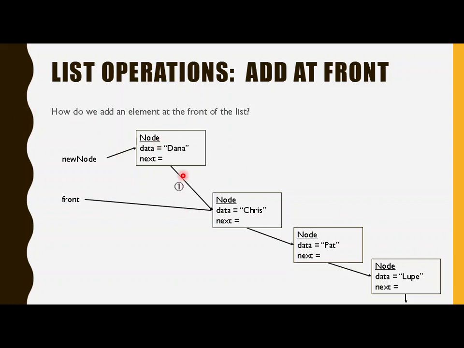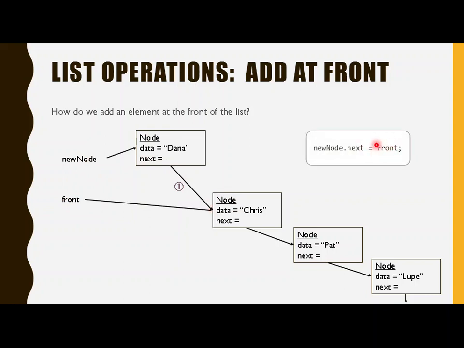First, we need to repoint this thing to here, right? We need to take the new node's next pointer and make it point at Chris. Well, how do we know where that was? How do we know how to point this to this? Well, front is pointing at this. We need to point this at the thing that front was pointing to. Does that make sense? Point new node dot next to the thing that front points to.